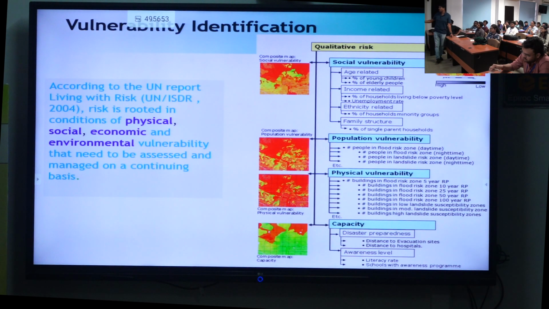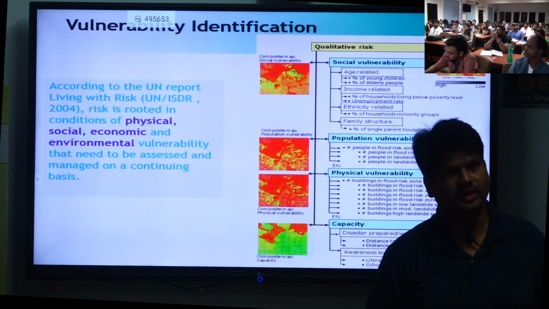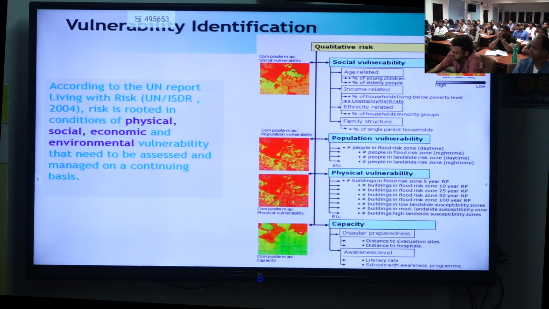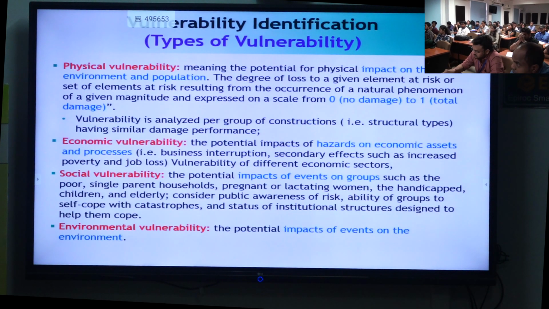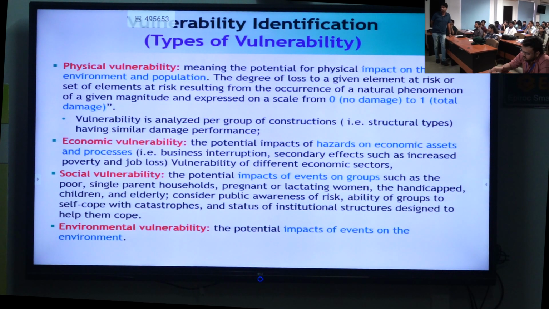These informations are very important. Literacy rate, schools with awareness programs. Any programs launched by the government are also very important to grow and promote that information to different stakeholders. Are you understanding me? Now, let's understand one by one. I have already mentioned, so let's quickly go through it. Physical vulnerability, economic vulnerability, social vulnerability, and environmental vulnerability.